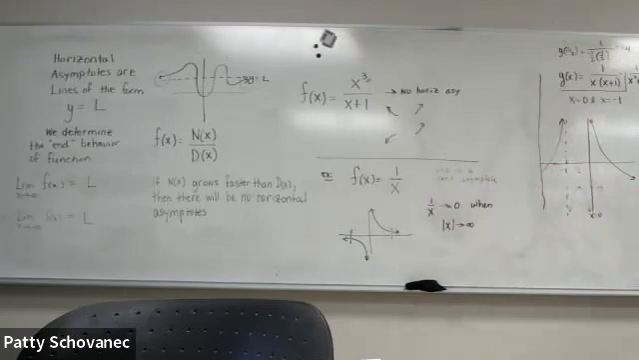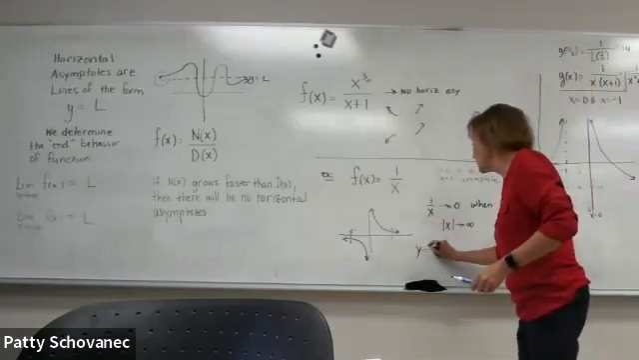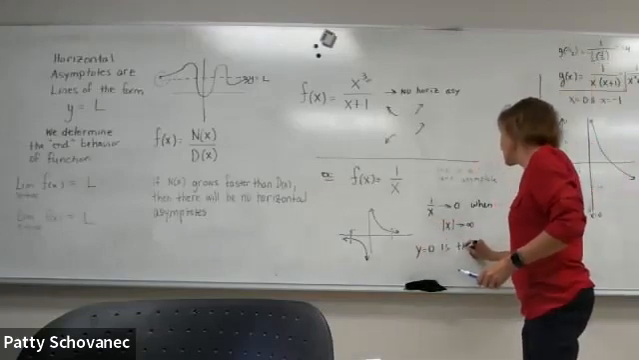We're going to use that idea to help us find horizontal asymptotes. So in this particular example, y is equal to 0 is the horizontal asymptote.